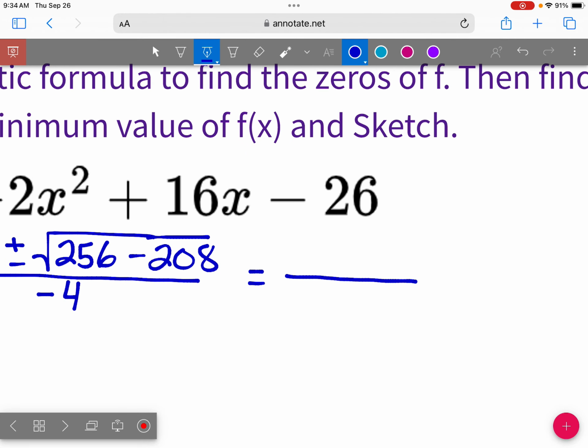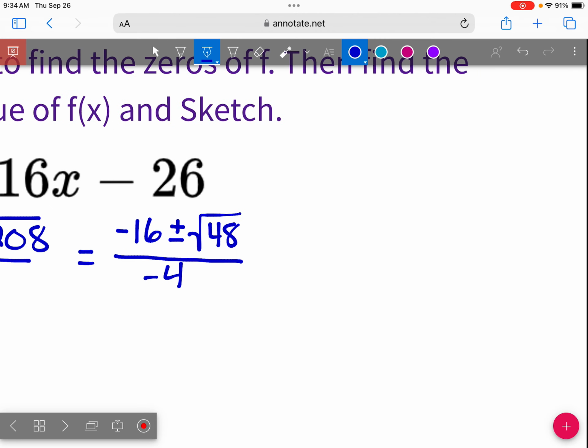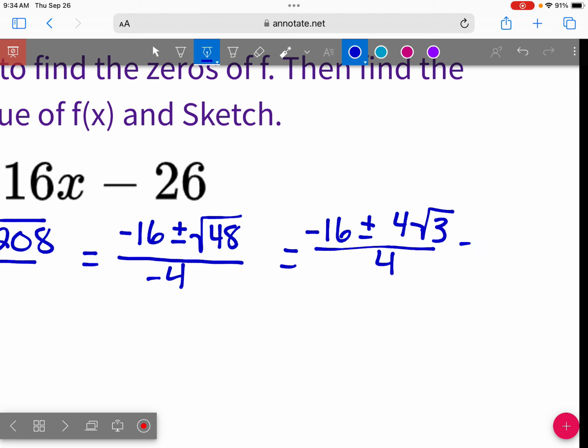So when we simplify this, what do we get under the radical? Or negative 4. Can we simplify square root of 48? Absolutely. Yeah, so this is negative 16 plus or minus 4 square root of 3, because 16 times 3 gives us the 48, over 4. So can we simplify this?